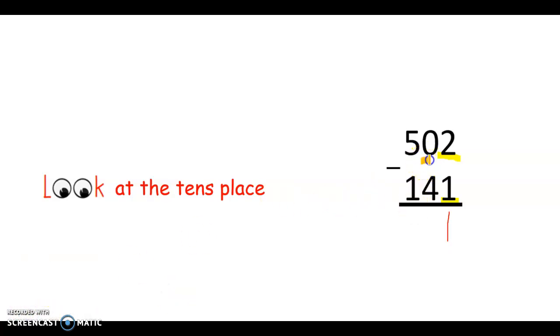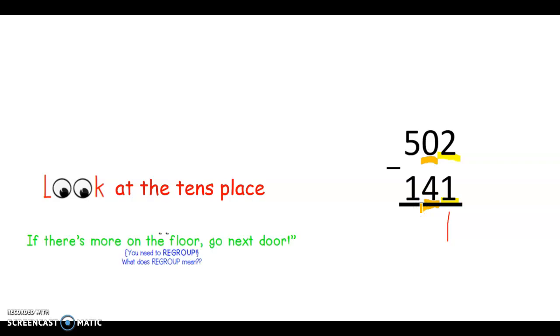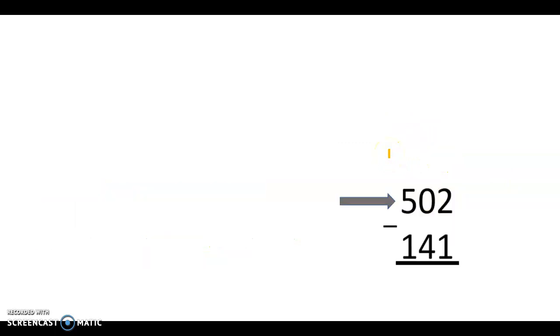So I have 0 tens on top and 4 on the floor. Well, if there's more on the floor, we have to go next door. We can't take 4 away from nothing. So we have to go over to the next place value up and borrow, which would be the hundreds place. So there's my 4 on the floor, and I'm going to go next door to the hundreds place.